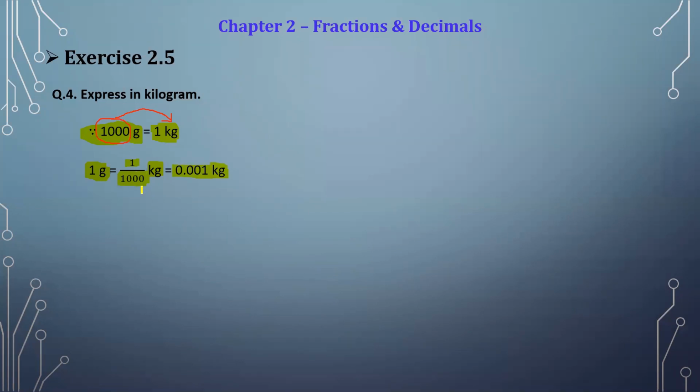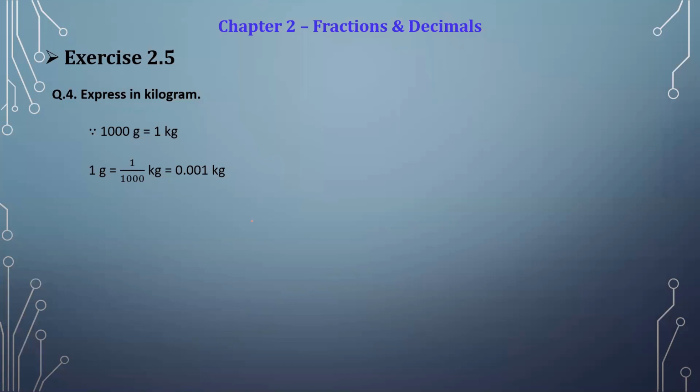Here in 1000, 3 zeros are there. So we have shifted the decimal point 3 digits to the left side. You can see here, this is the first digit, this is the second, and this is the third digit. So in total 3 digits we have shifted the decimal point to the left side if we are dividing by 10, 100 or 1000. You have to just see how many zeros are there and shift that number of digits to the left side. Here 3 zeros are there, so that's why we have shifted it 3 digits to the left side.